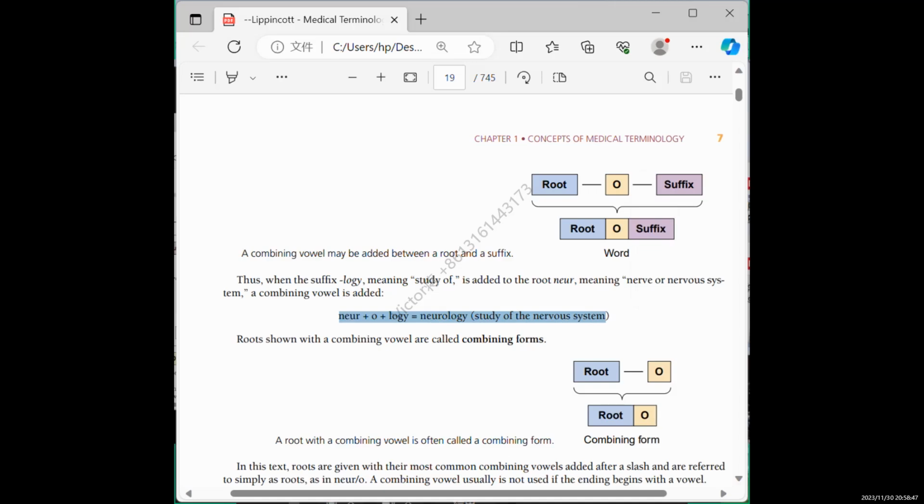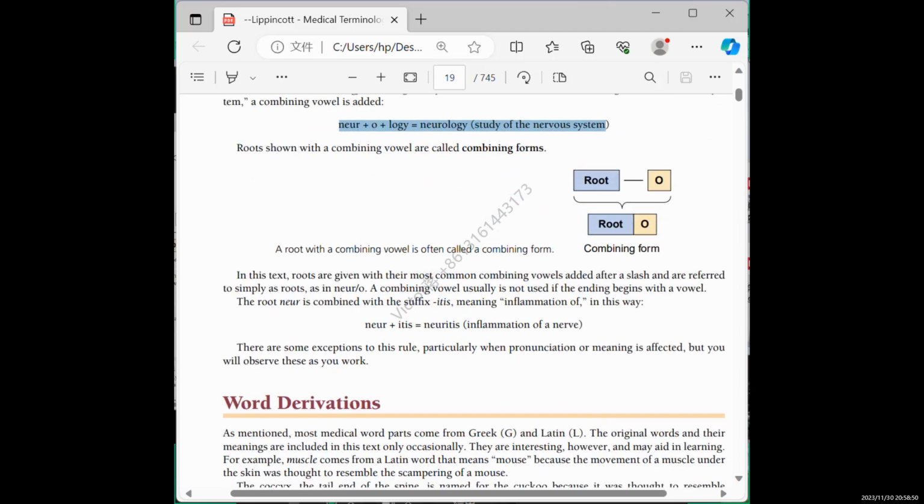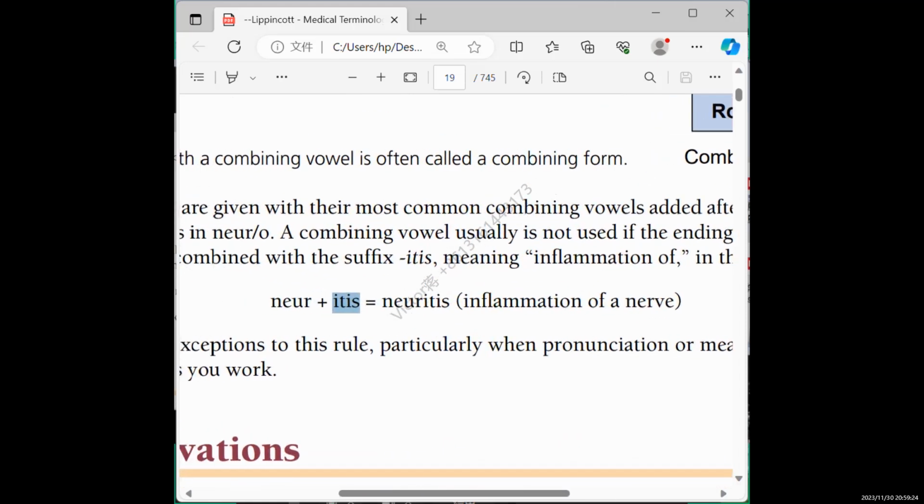Nerve system. So how can we make the combining form? Certainly we have to know the roots, right? Roots shown with a combining vowel are called a combining form, okay? A root with a combining vowel is often called a combining form. There's a root and there is a combining vowel O, and then forming the combining form. As I have told you, ITIS here means a kind of inflammation. And you see that neuritis, N-E-U-R means nerve.